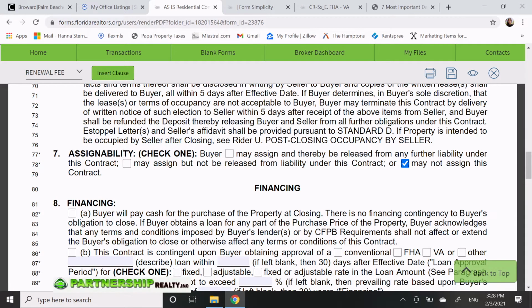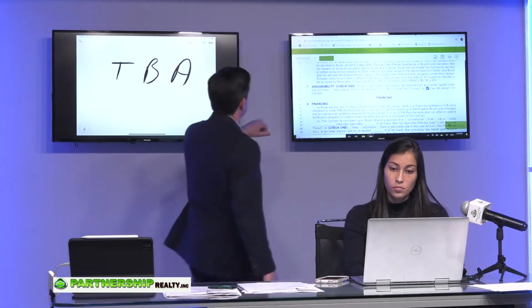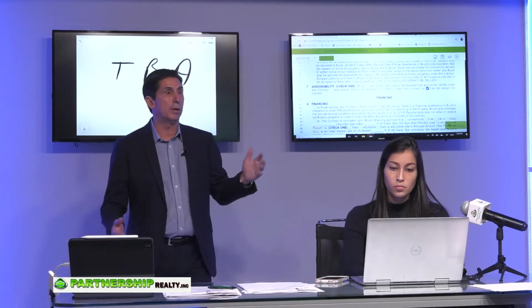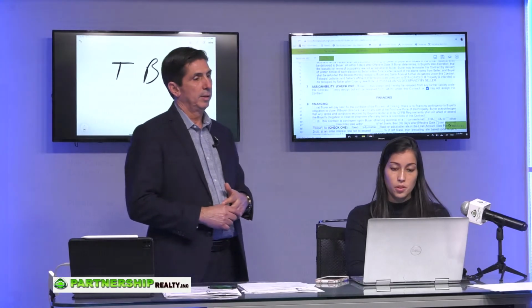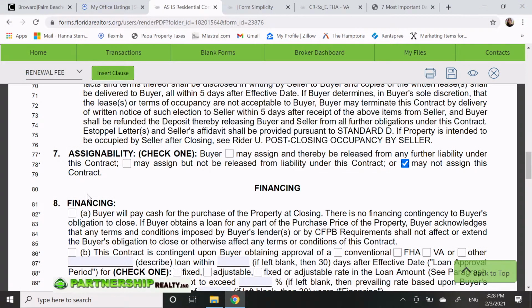So make sure that, again, look at this. It's starred. It's got to be important. So please put in there, may not assign. Okay, so let's continue to line 82. If it's cash, you'll put in there buyers buying cash. But this was not cash, so let's go to line 86 and select option B, and then we said we were going to do a conventional loan. So let's select conventional.